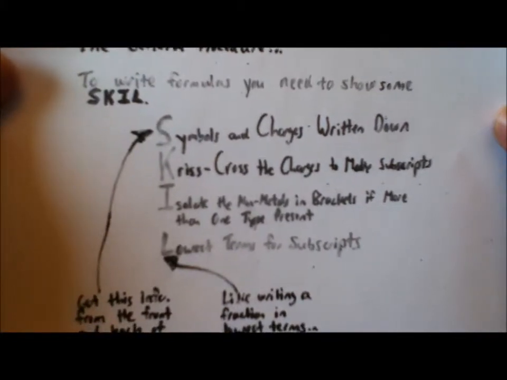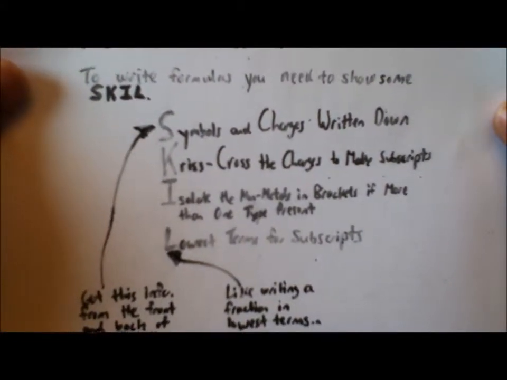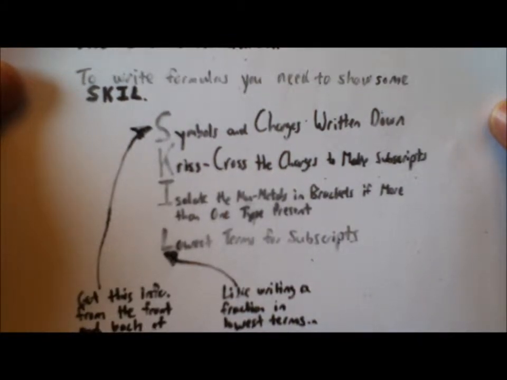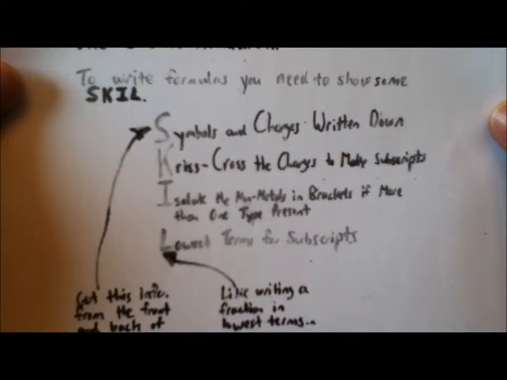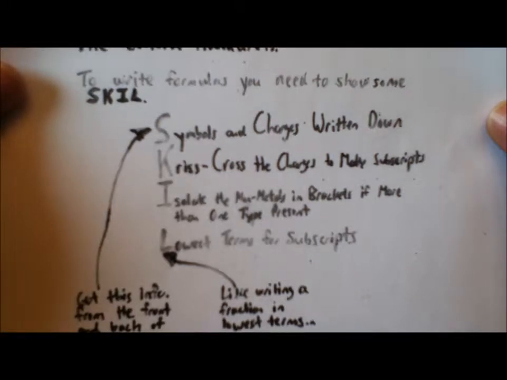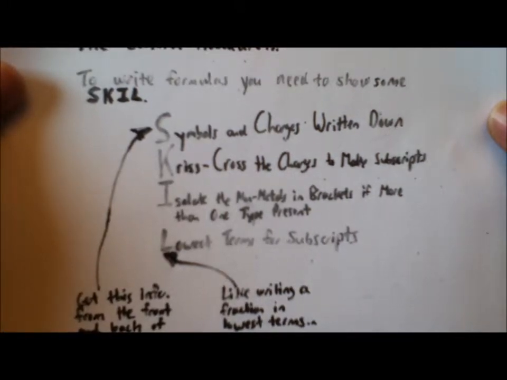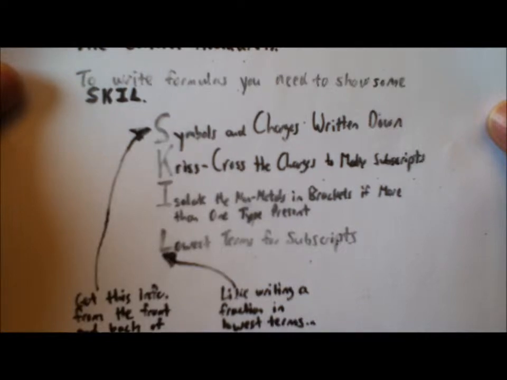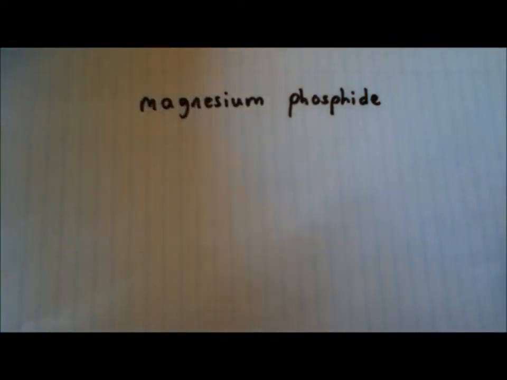how to do this. If you want to write formulas for ionic compounds and polyatomic compounds, you need to show some skill. S, symbols and charges, you write those down first. You crisscross the charges to make subscripts. Then you isolate the nonmetals in brackets if more than one type of nonmetal is present. And then you write the subscripts in lowest terms. Okay, so we're going to kind of follow that procedure here.